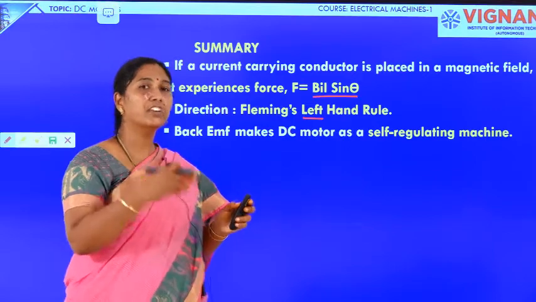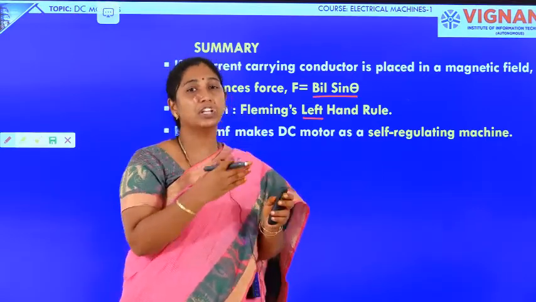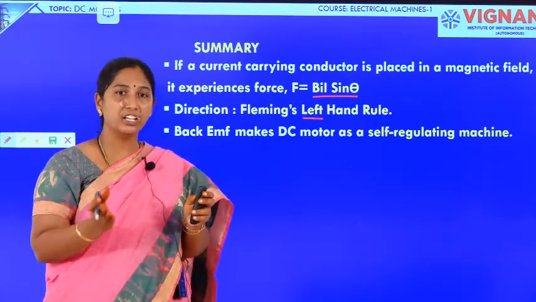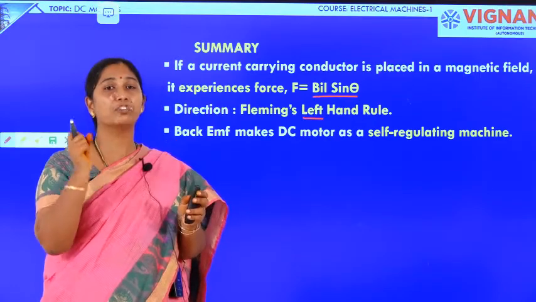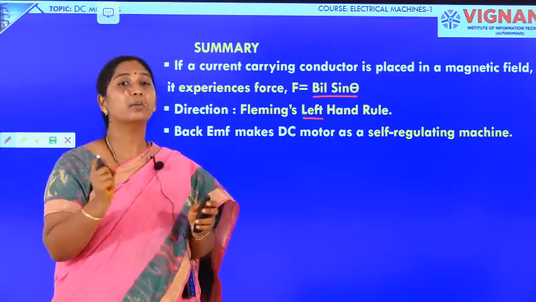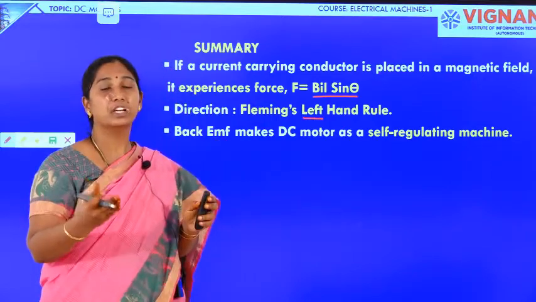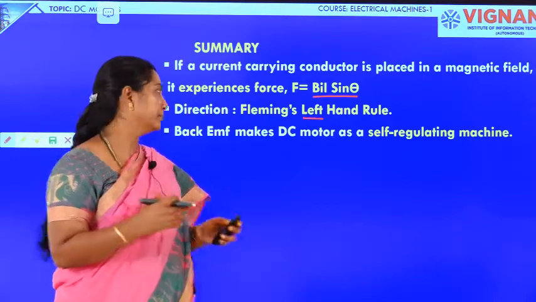That is, whenever the mechanical torque on the DC motor increases, the speed of the motor decreases, and thereby the motor draws more electrical power in terms of the armature current, and this makes the DC motor self-regulating.